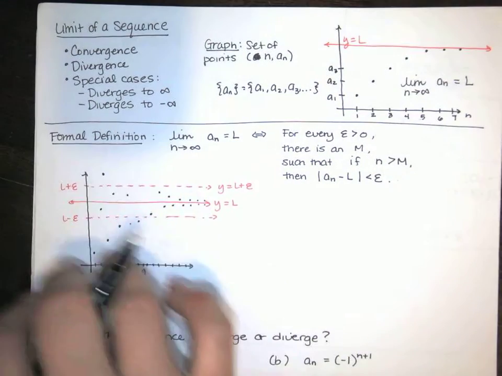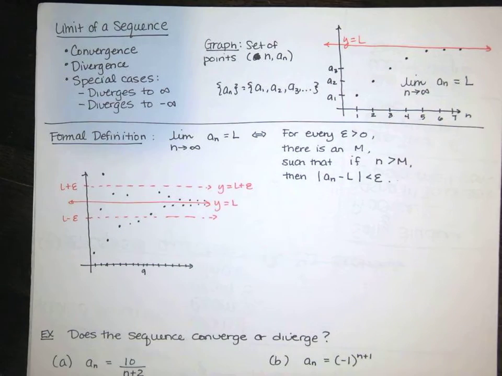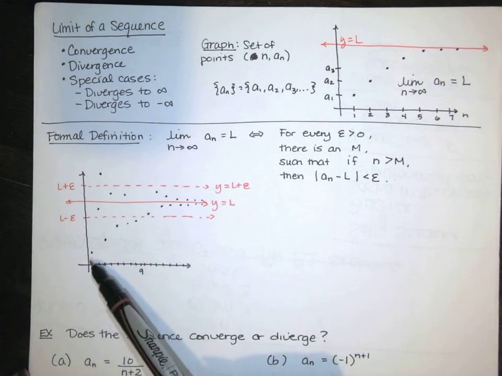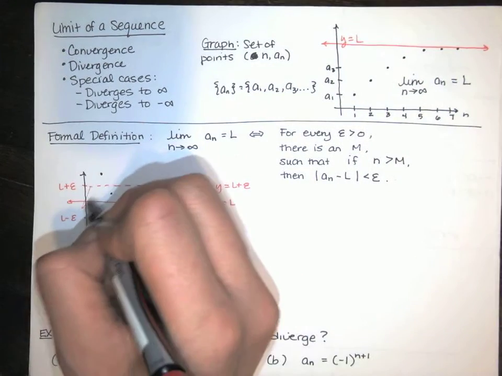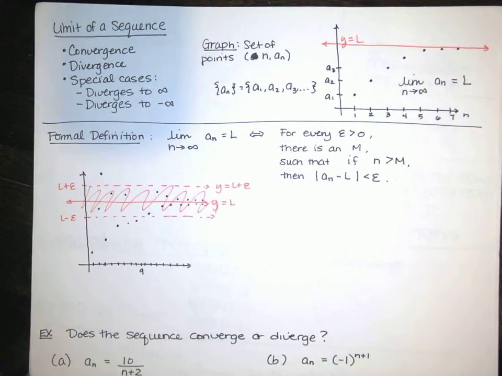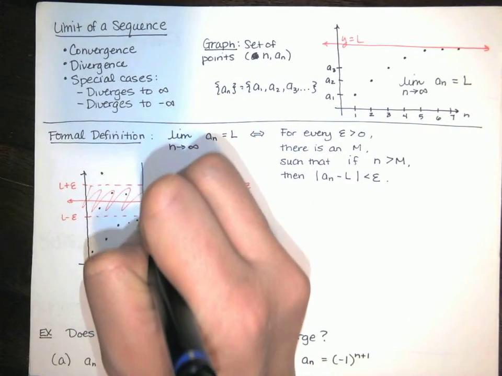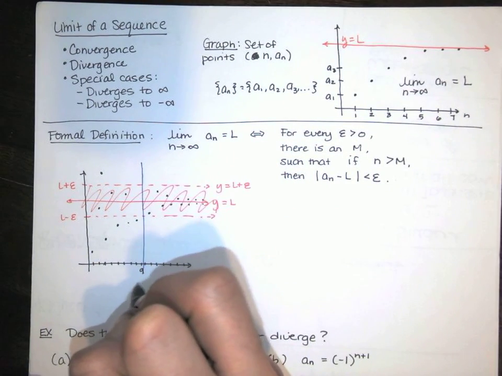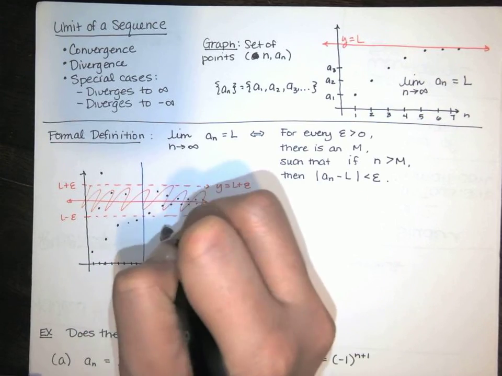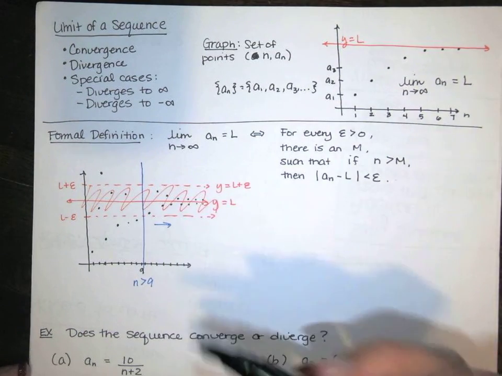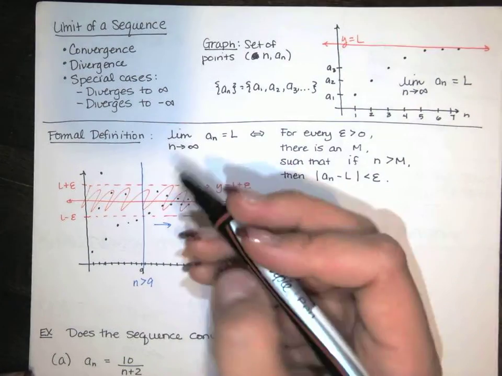I know, it's all a weirdness at the beginning. It looks scattered. Sometimes it looks like statistics. It looks like a scatter plot, right? We don't care what happens at the beginning. What this limit is saying is, after you get past here, n is greater than 9, for all those values, the y values are in between L plus epsilon and L minus epsilon.